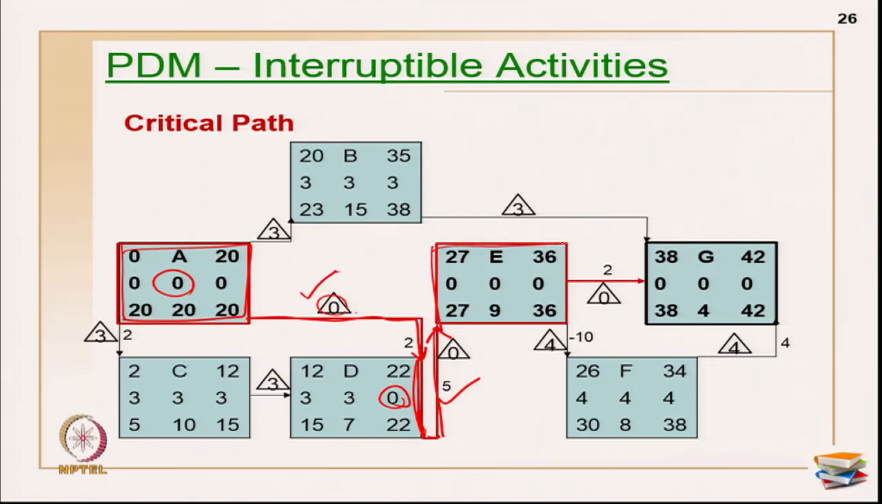And then I am having my activity E, this entire activity E is critical because my total task float is 0.